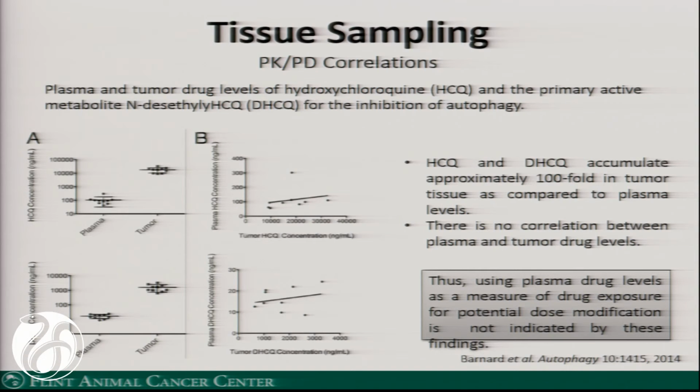A big part of that is that hydroxychloroquine and chloroquine accumulate in tumors based on pH. So the pH of the tumor is going to be a much larger driving force of capturing the drug in there than just exposure from blood flow going through the tumor. You saw about a 100-fold difference. It does accumulate in the tumor, but there was no correlation with plasma. Thus, using plasma drug levels as a measure is not going to be very helpful.